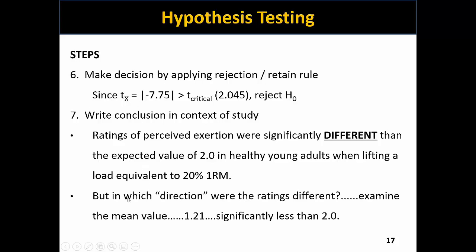Absolutely. We would state in terms of the direction, which direction were the ratings different? We already know that they're different, and so we would just examine the average value of 1.21. It looks like it's less than 2.0, but the statistical testing gave us confirmation that it is statistically less than 2.0. So what we would conclude is that healthy young adults rate these values less than the expected value on the scale of 2.0. So this ends this part of our t-testing unit.